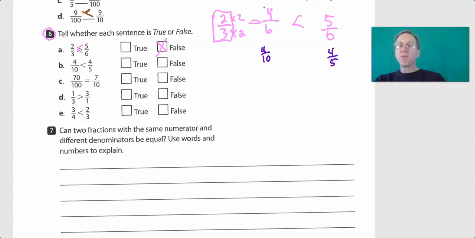Oh, this one's not so bad. We have the same number of slices. So we have 4 slices, but if this is our pizza, the pizza's cut into 10 parts. Over here, 4 slices, it's only cut into 5 parts. These are going to be smaller. Those are going to be 4 smaller slices. They got that one right. 4 tenths is less than 4/5.